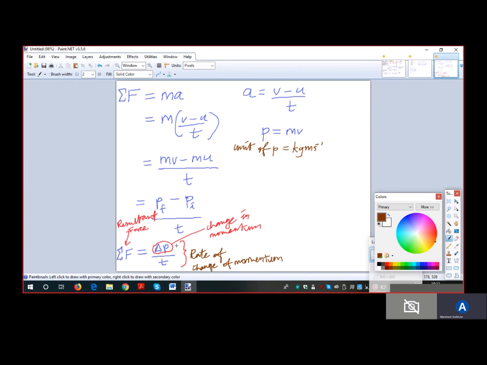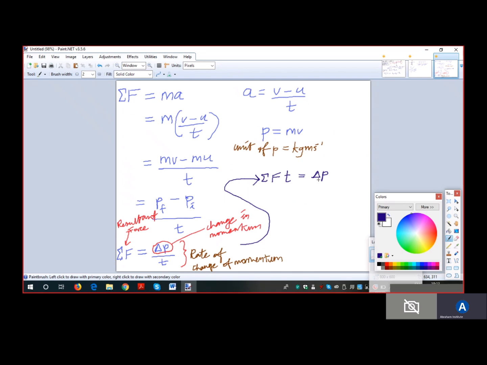So we have here change in momentum over time, which is the rate of change of momentum. Now if I rearrange this equation, since I don't have space at the bottom, I will write this at the top here. We have sigma F equal to delta p over t, but what I can do is move the t to this side. So I get sigma F times t, the resultant force times the time, is equal to the change in momentum.